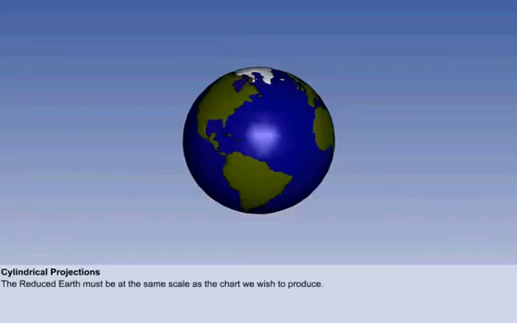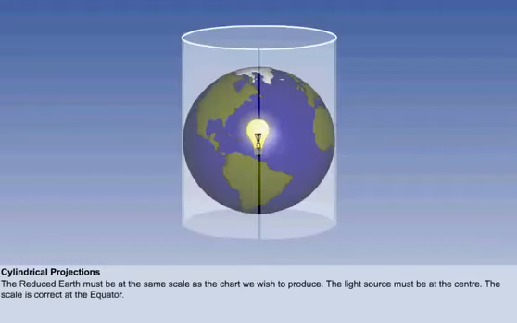As we said, we start with the reduced Earth. This has to be at the same scale as the chart we wish to produce. For the cylindrical projection, the light source must be at the center. This is not the case for all the projections which we shall look at, but it applies to this one. The image is projected onto the cylinder, which touches the reduced Earth at the equator. At that point, the scale must be correct. The line of the equator is the same length on the reduced Earth and on the paper cylinder.